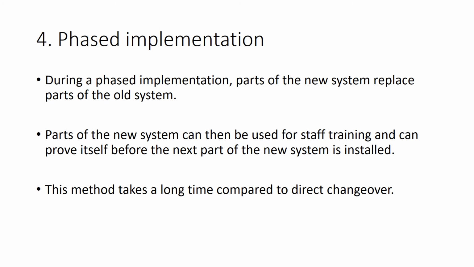Parts of the new system can be used for staff training before the next part is actually installed. This will take a long time compared to some of the others, such as direct changeover. You might do one part at a time, and it might actually include an element of parallel running. You might do a direct changeover or parallel running of part of the system, but small phased inputs.